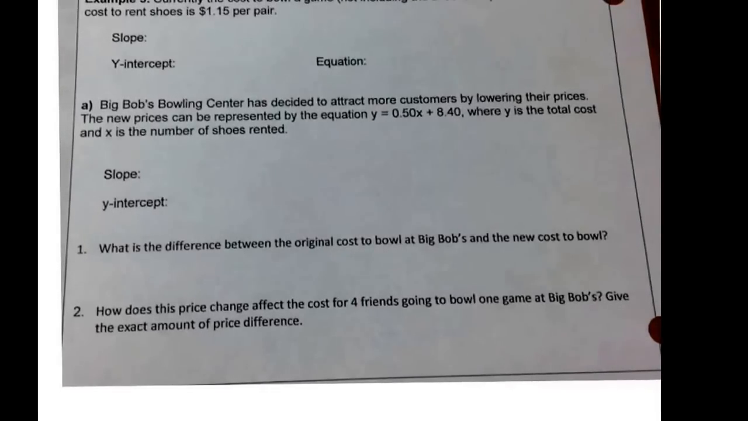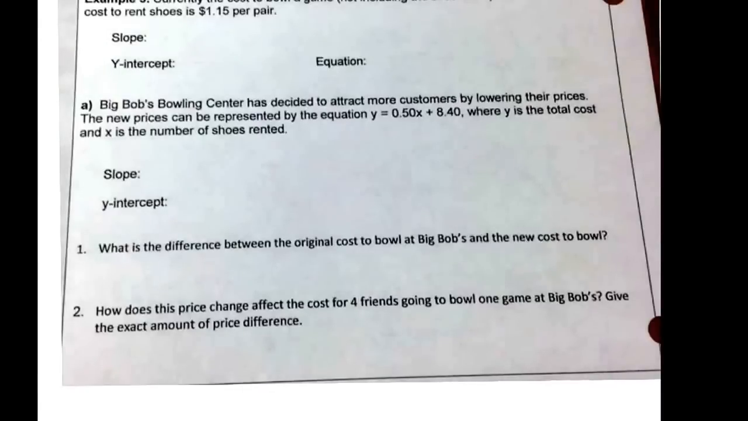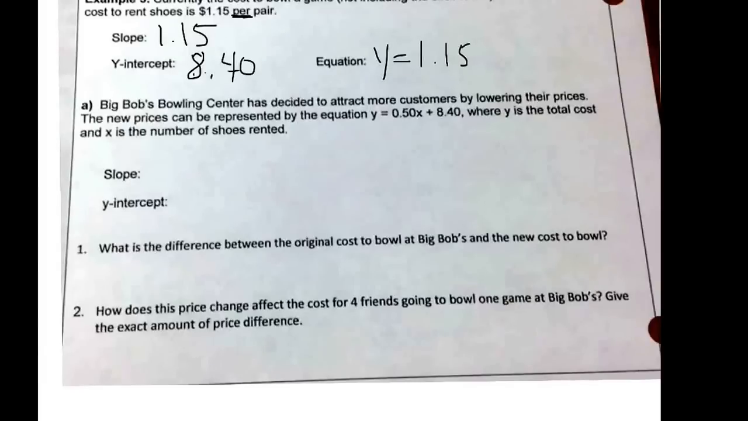Alright, currently the cost to bowl a game, so this is like the price for the lane, is $8.40, and the cost to rent shoes is $1.15 per pair. So this per is our slope, $1.15 per pair. The y-intercept is that flat fee. It costs us $8.40 to get started. So our equation is y equals 1.15x plus 8.40. That means we get the lane for $8.40, plus it costs $1.15 for everybody that we have bowl in there for their shoes.